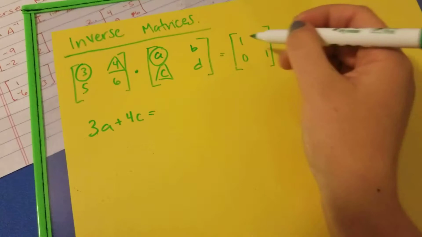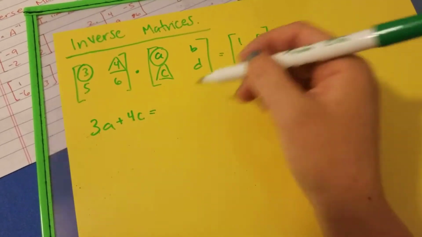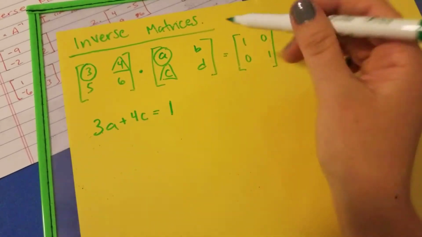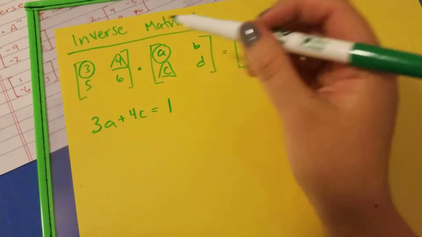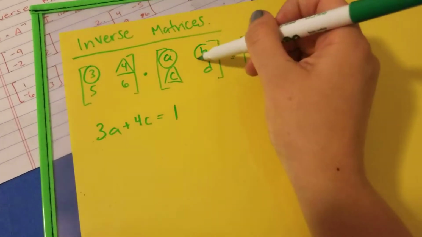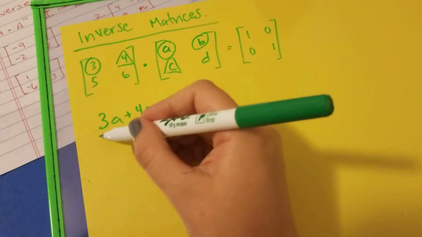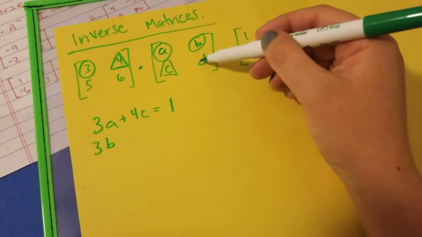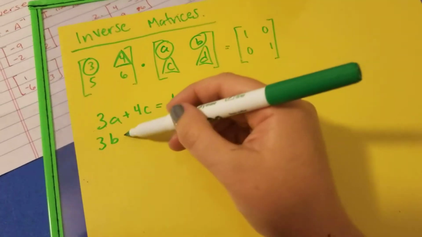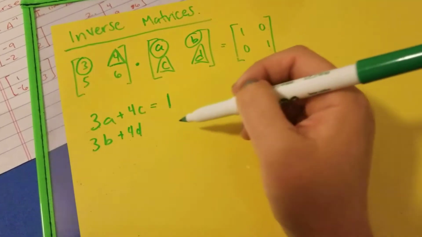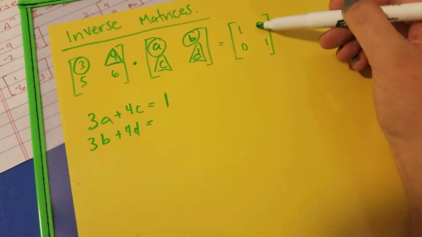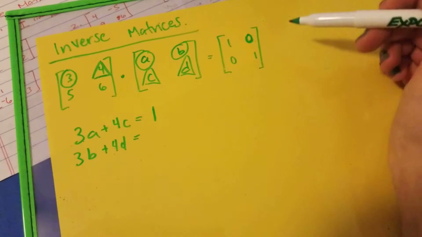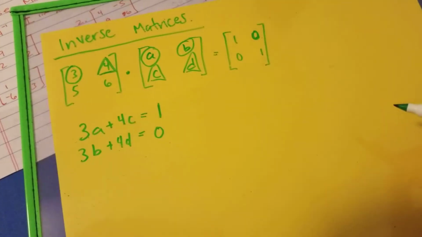And that's going to give us our first number in our identity matrix. Then we're going to do the same thing but for the second column. So we have 3 times B, so 3B, and we have 4 times D, so plus 4D. And that's going to give us the second number of our identity matrix. So this equals 0.